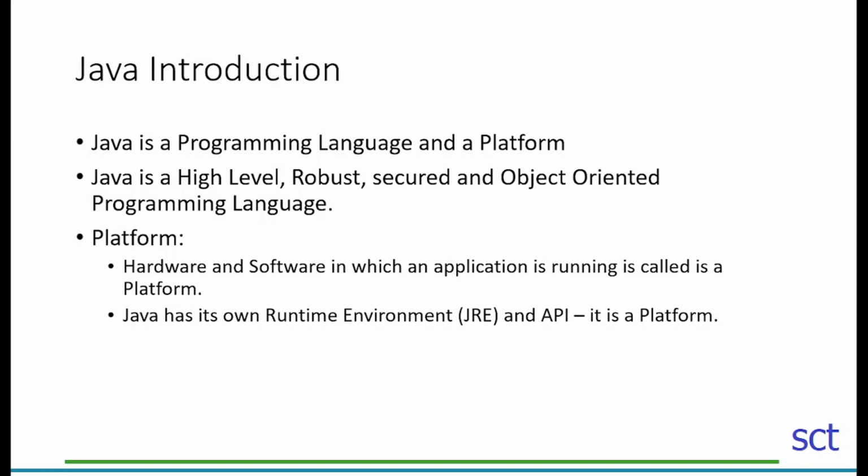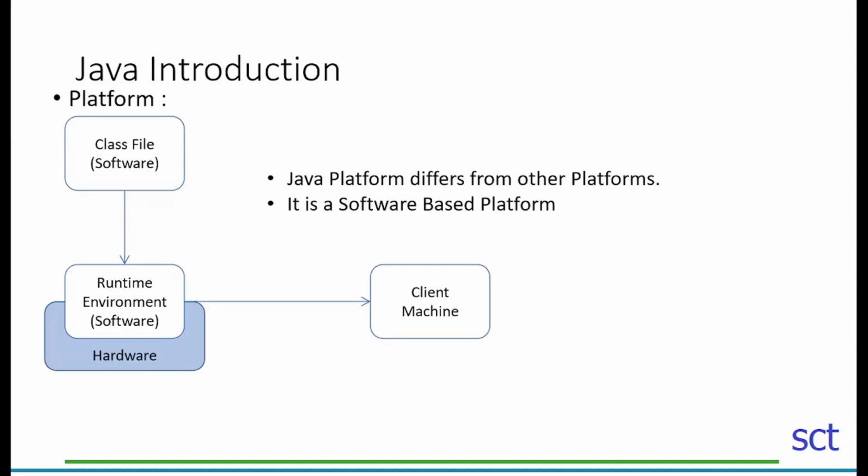As I said, Java is a programming language and a platform. What is a platform? A platform is a combination of hardware and software, in which the application is going to run. Java has its own runtime environment and API, and that is called a platform. As I told in the beginning, we have a runtime environment which is the combination of both hardware and software, and it runs on the client machine here. We'll know more about this runtime environment in the upcoming slides.